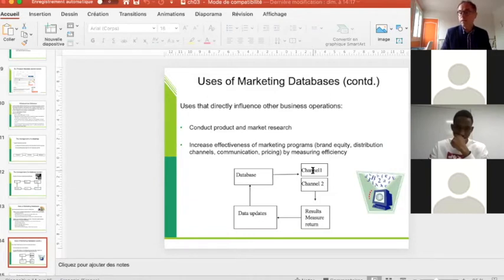You can also test, for example, do you improve your advertising efficiency with a discount, so monetary discount, or by giving a gift. If you see that the discount is more efficient, you would do in the future only discount. It's a learning process, the loop process. The data update will enable you to improve your marketing effectiveness.